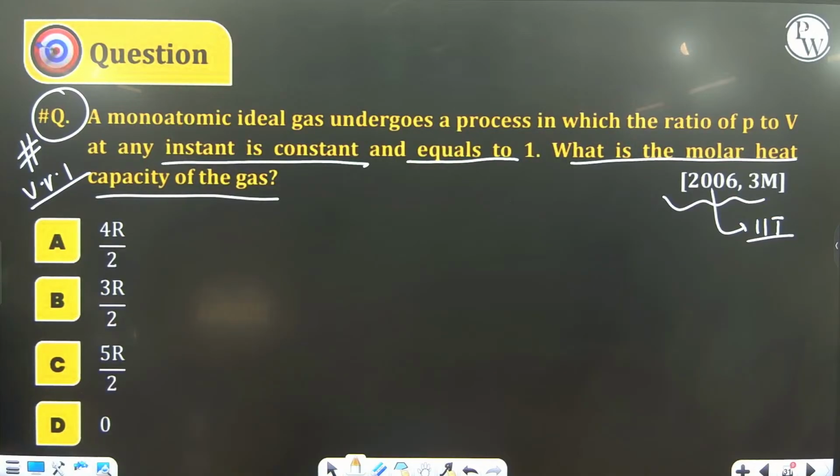Siddharth, Pandit, Sahil, Delta H, Satyam, Satyam, how much did you get?